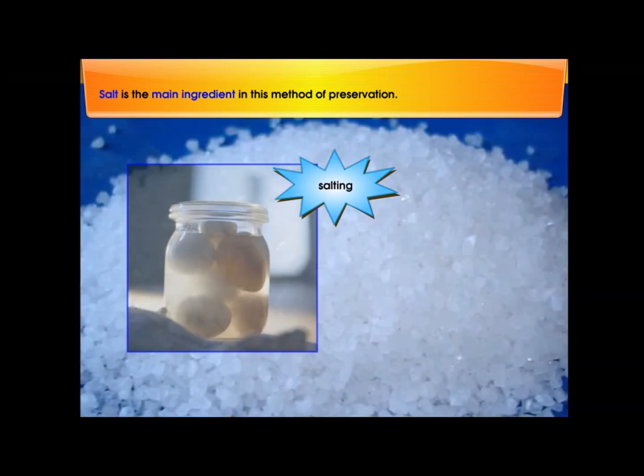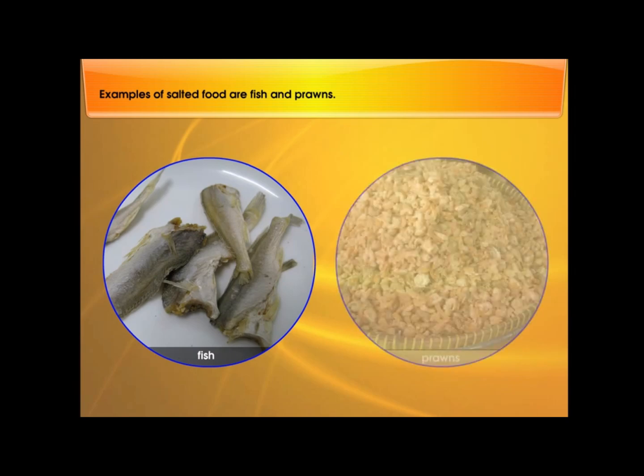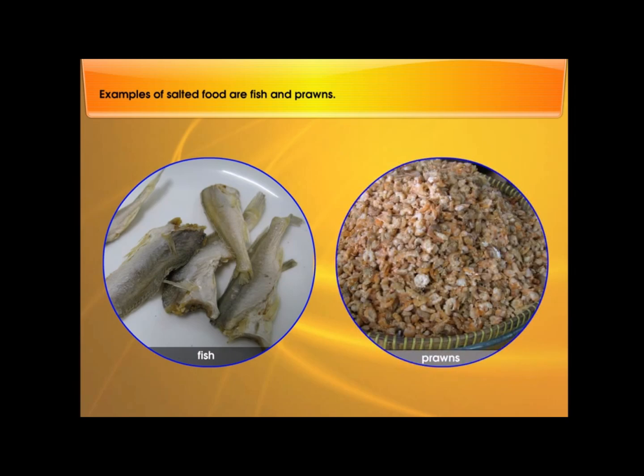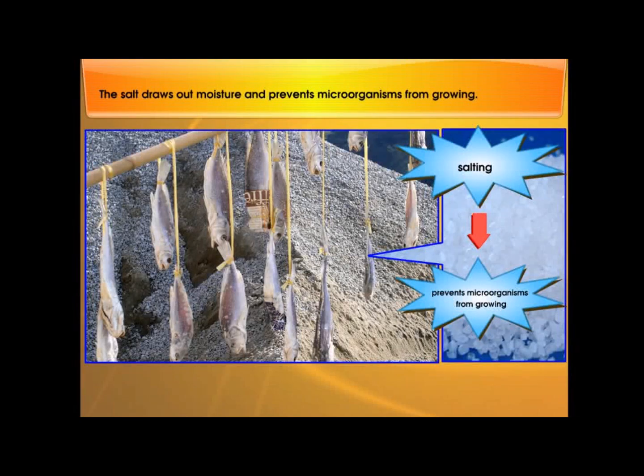Salt is the main ingredient in this method of preservation. Examples of salted food are fish and prawns. Bacteria and fungi cannot survive in highly salty conditions. The salt draws out moisture and prevents microorganisms from growing.